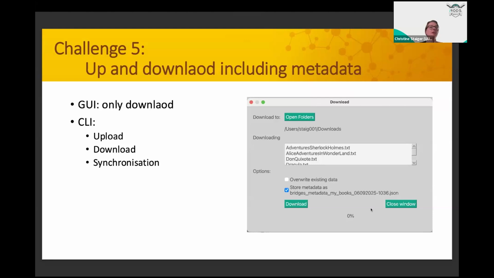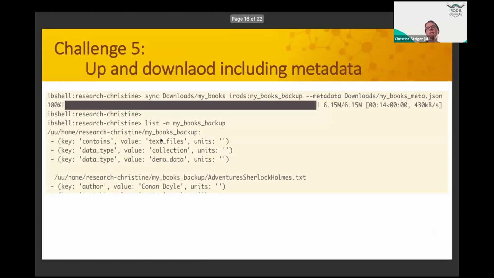Challenge number 5 is up and downloading, respecting the full data object, including the metadata. In the graphical user interface, for now, we just implemented the download of metadata as a metadata JSON. In the command line interface, all 3 data operations, upload, download, and synchronization, carry a metadata tag.